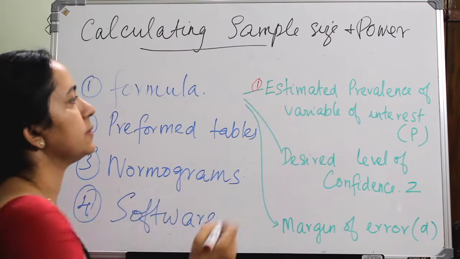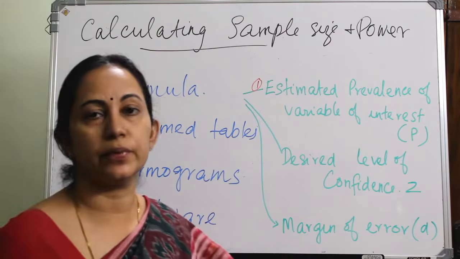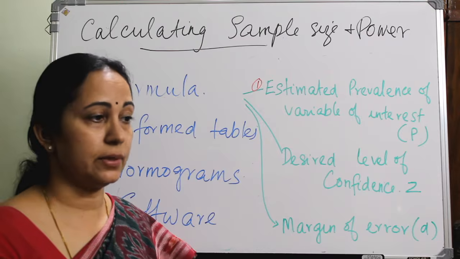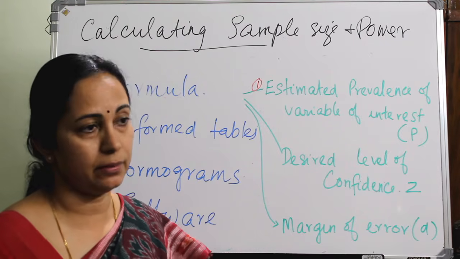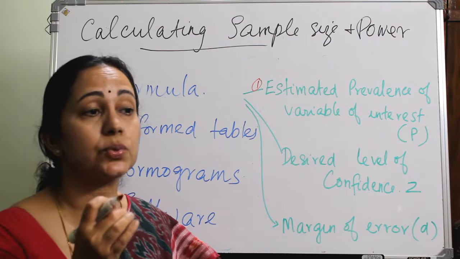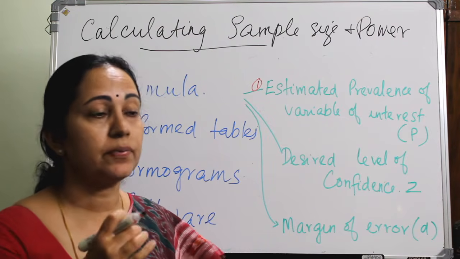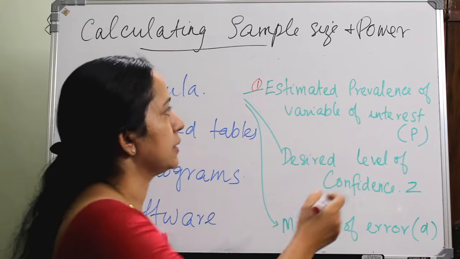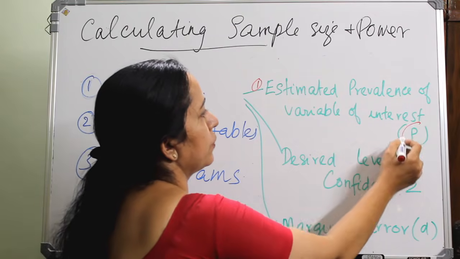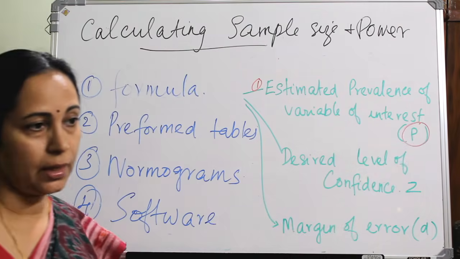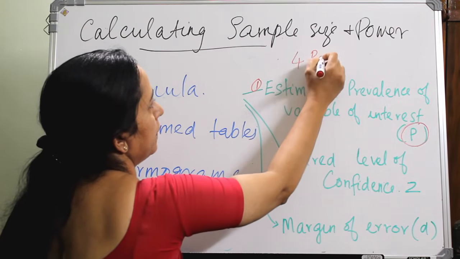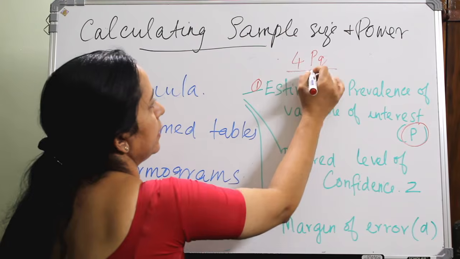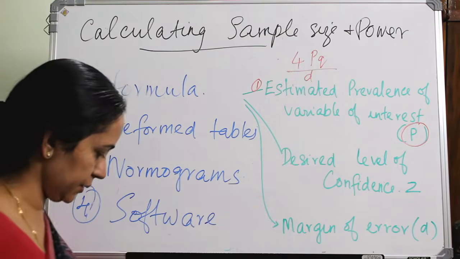One is an estimated prevalence of the variable of interest. Residents might have been asked in the research committee meeting sessions, what is your P? Tell me from where you got your P. This is it. That is the estimated prevalence of the variable of interest. And in the formula of 4PQ by D, again this P is important.